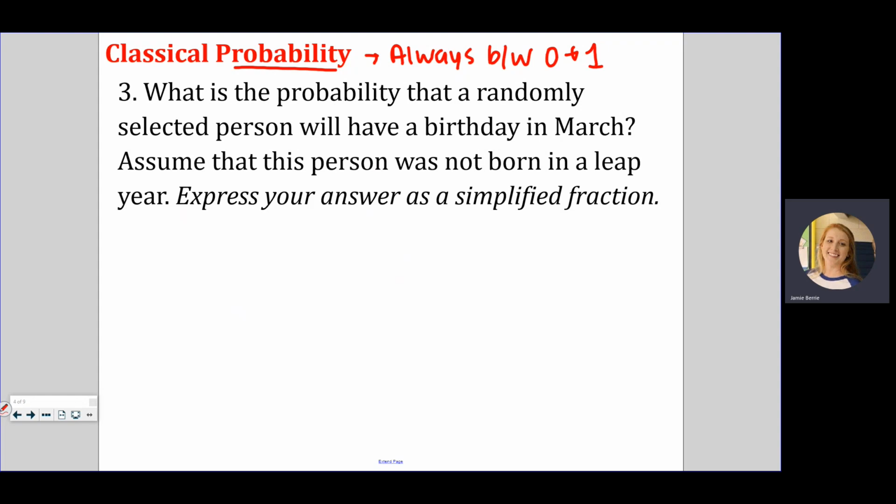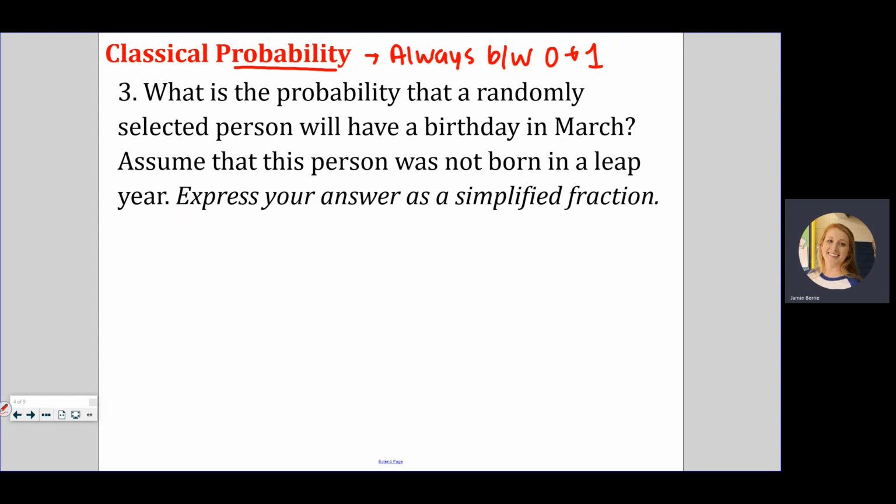Okay, so what is the probability that a randomly selected person will have a birthday in March? And then it says, assume this person was not born in a leap year, express your answer in simplified fractions. So how many of y'all in here were born in March? Anybody got a birthday in March? Nobody. All right, so there's 1, 2, 3, 4, 5, 6, 7, 8, 9. So out of 16, there's 0 people with a birthday in March. That would be an experimental probability.